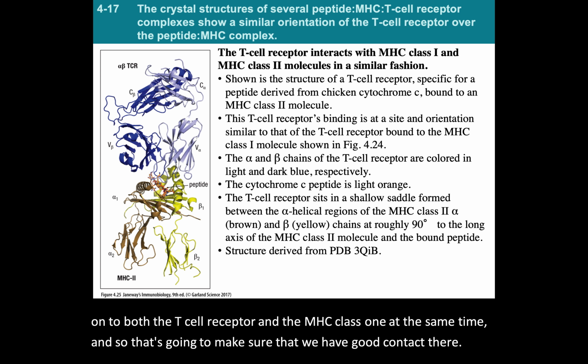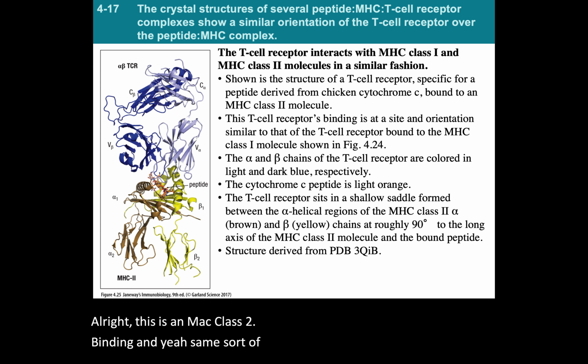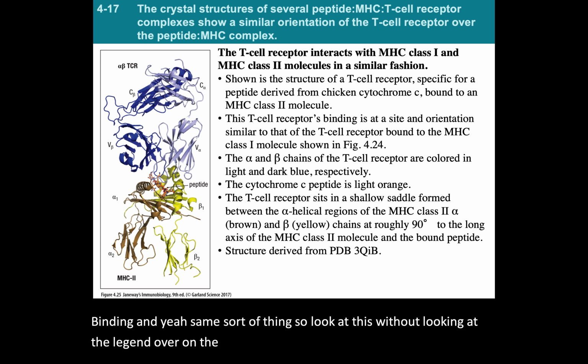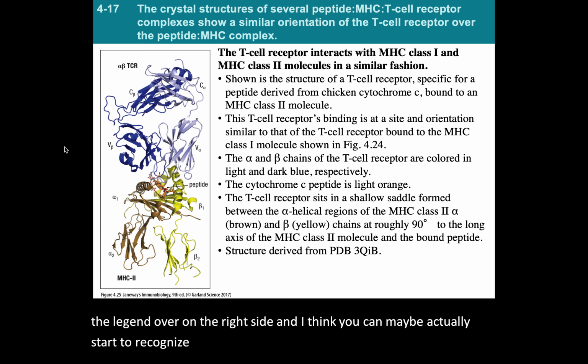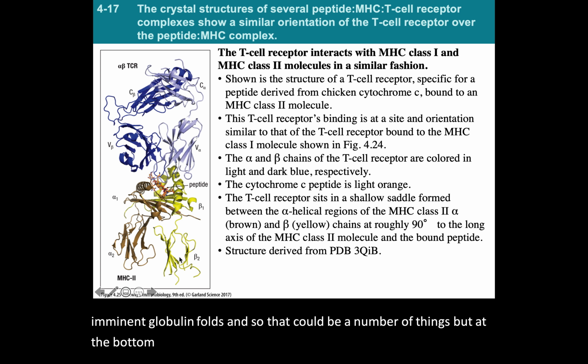All right. This is an MHC class 2 binding. And yeah, same sort of thing. So look at this without looking at the legend over on the right side. And I think you can maybe actually start to recognize some parts of this. So up at the top, we got a lot of immunoglobulin-like folds. And so that could be a number of things. But at the bottom, we've got two immunoglobulin-like folds, and the yellow one is part of this half.